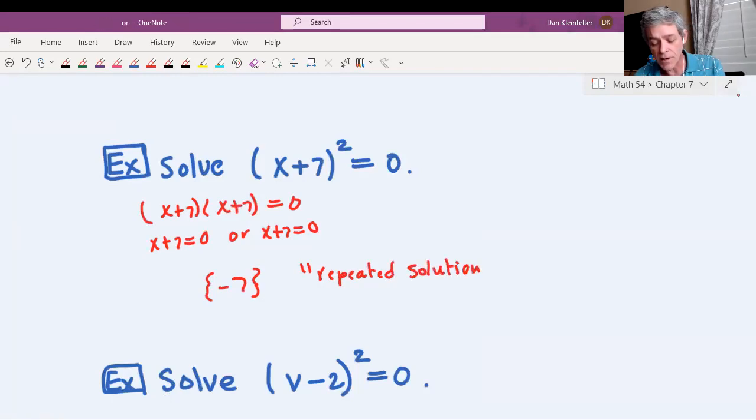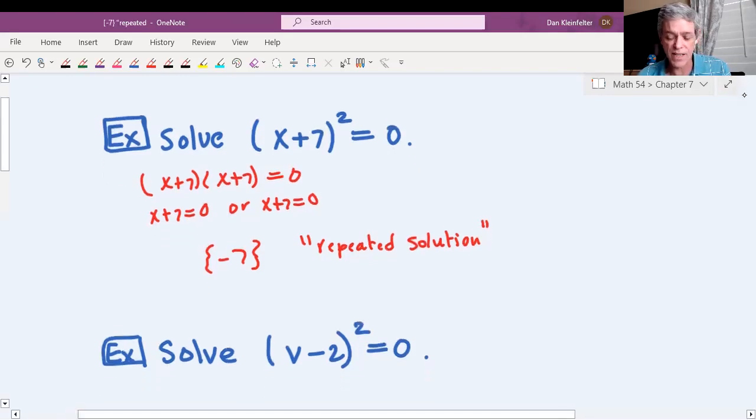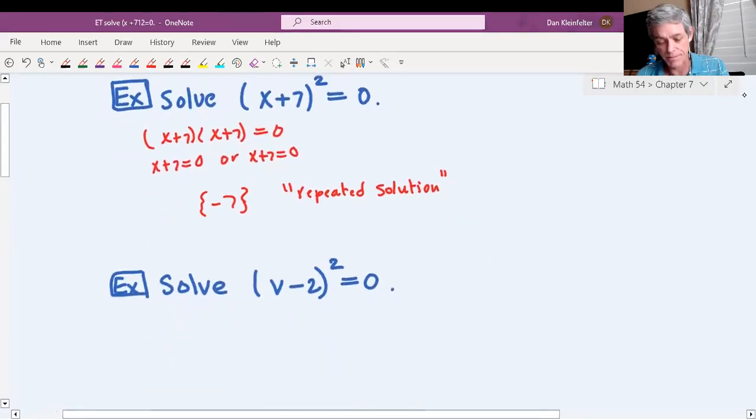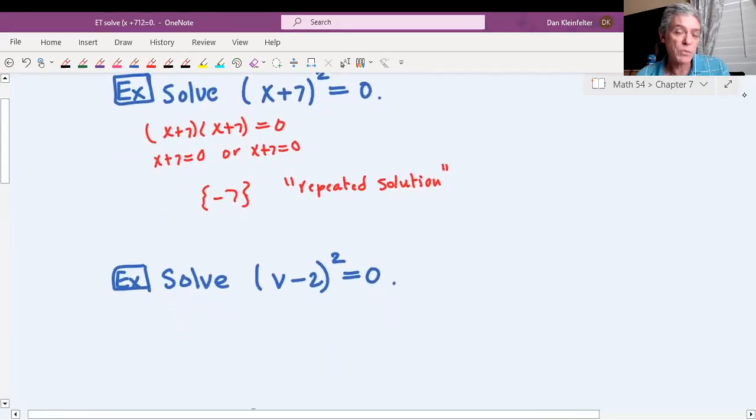I'd said a few minutes ago that there's often two solutions to a quadratic equation. Sometimes there's just one, or if you like, you could say there are two solutions and they're both negative 7, but usually people find that a little weird. Okay, so negative 7.